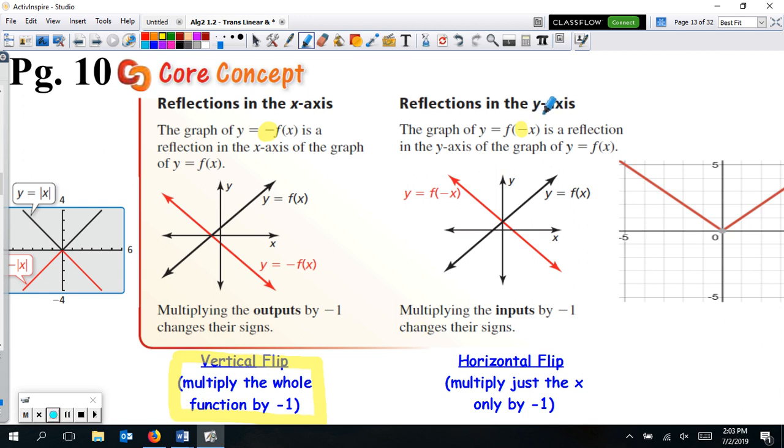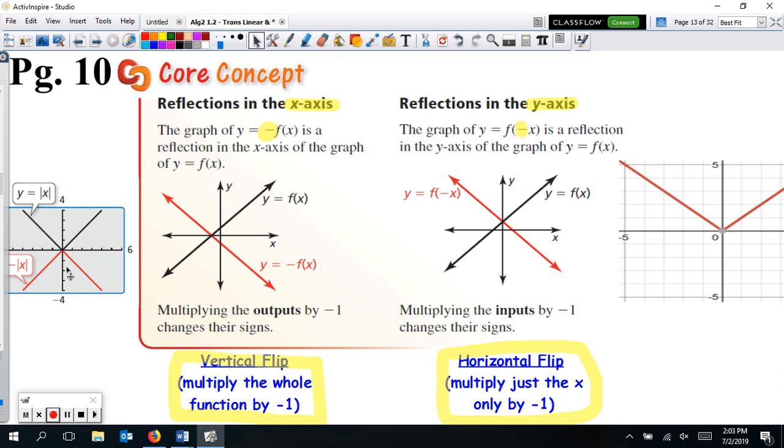But this one, when it's in the y-axis, and that's what it will say. It'll say in the x-axis or in the y-axis. It won't use horizontal or vertical when it's talking about reflections. It'll use these, in x-axis or in y-axis. We just need to realize that when it's in the y-axis, it's going to be a horizontal flip. You're flipping it over the y-axis, so it's going to be horizontally left or right flipping. And so if that's the case, you're going to multiply just the x by the -1. Inside the function, you're just going to multiply where the x is by a -1. That's the only thing that's going to change.